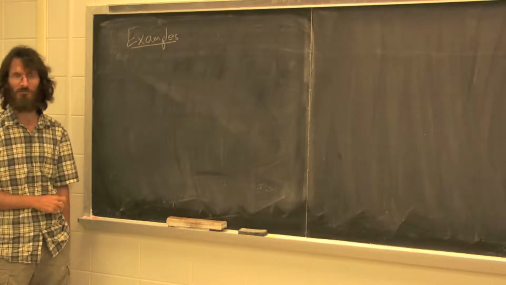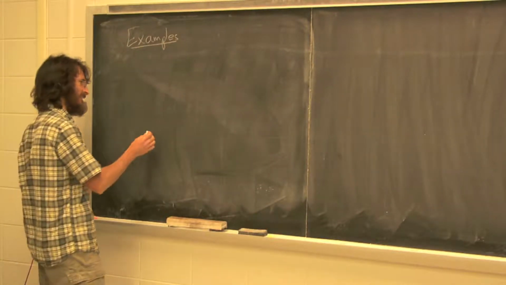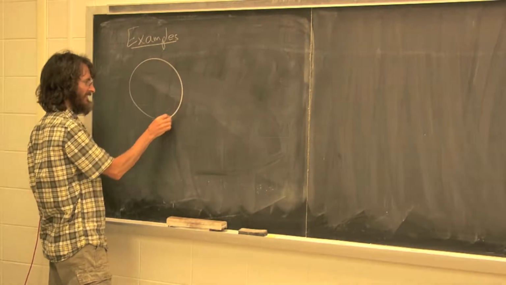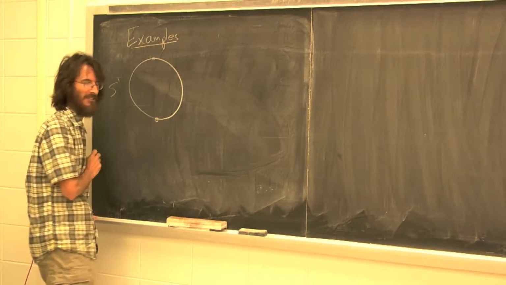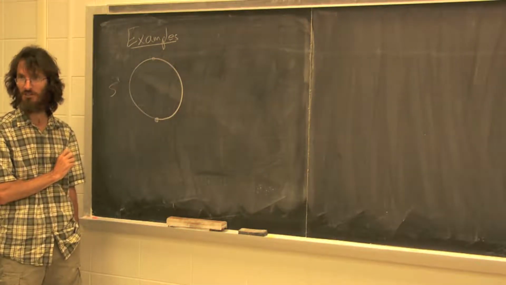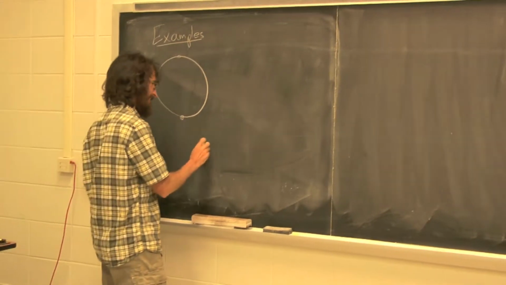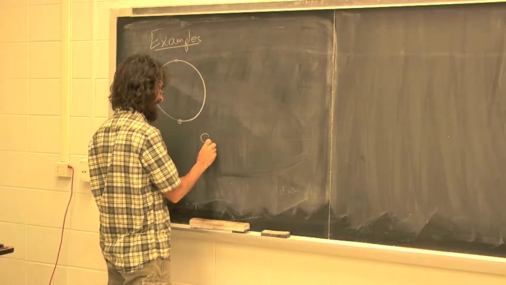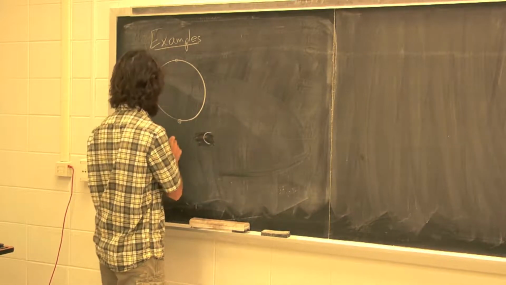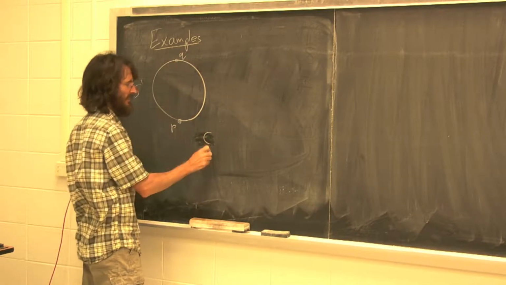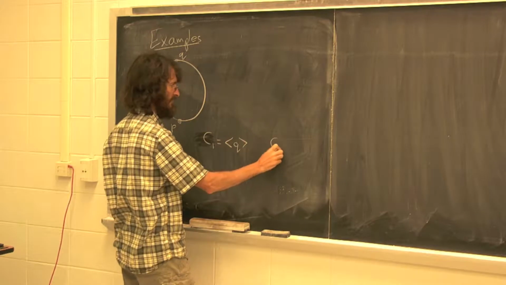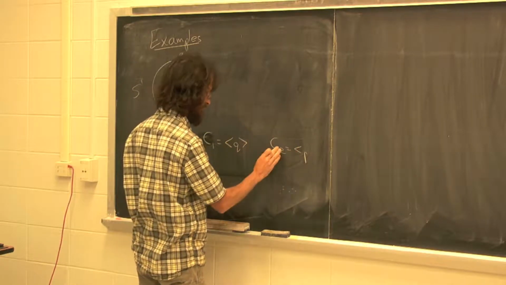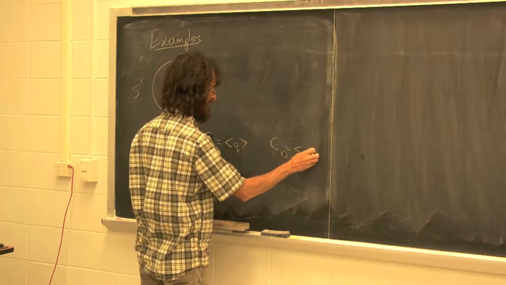So let's start with one dimension, just to be really simple, right? So you can have a circle with a standard Morse function which has a single index 0 critical point and a single index 1 critical point, right? And then C1 is generated by Q, and C0 is generated by P, and that's all there is.